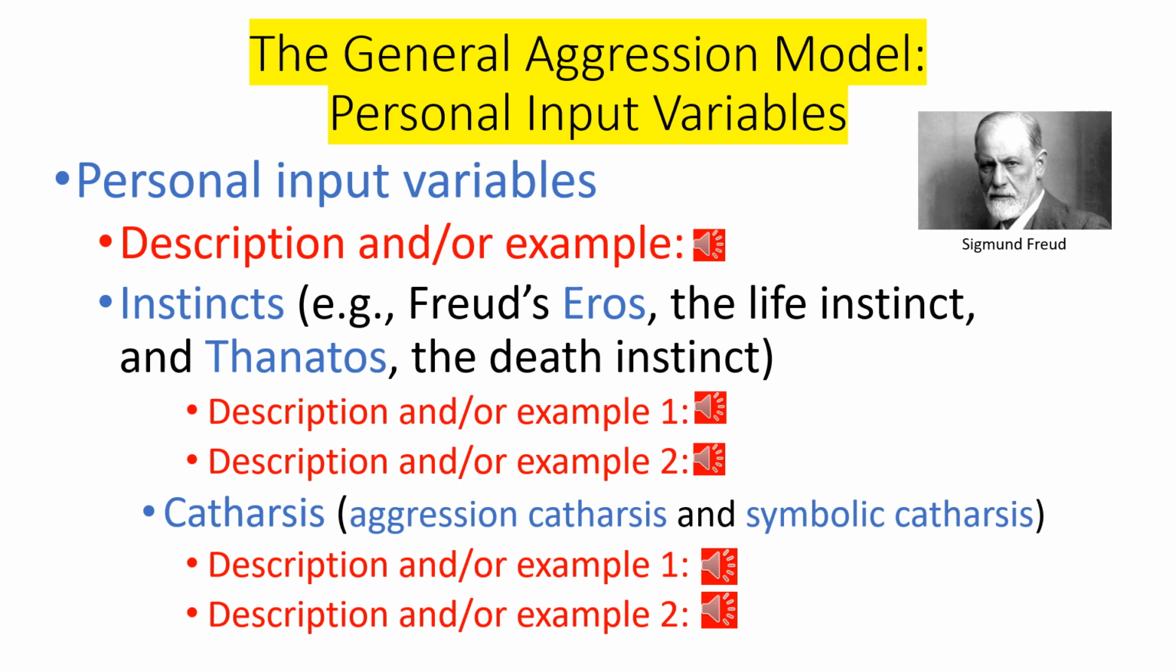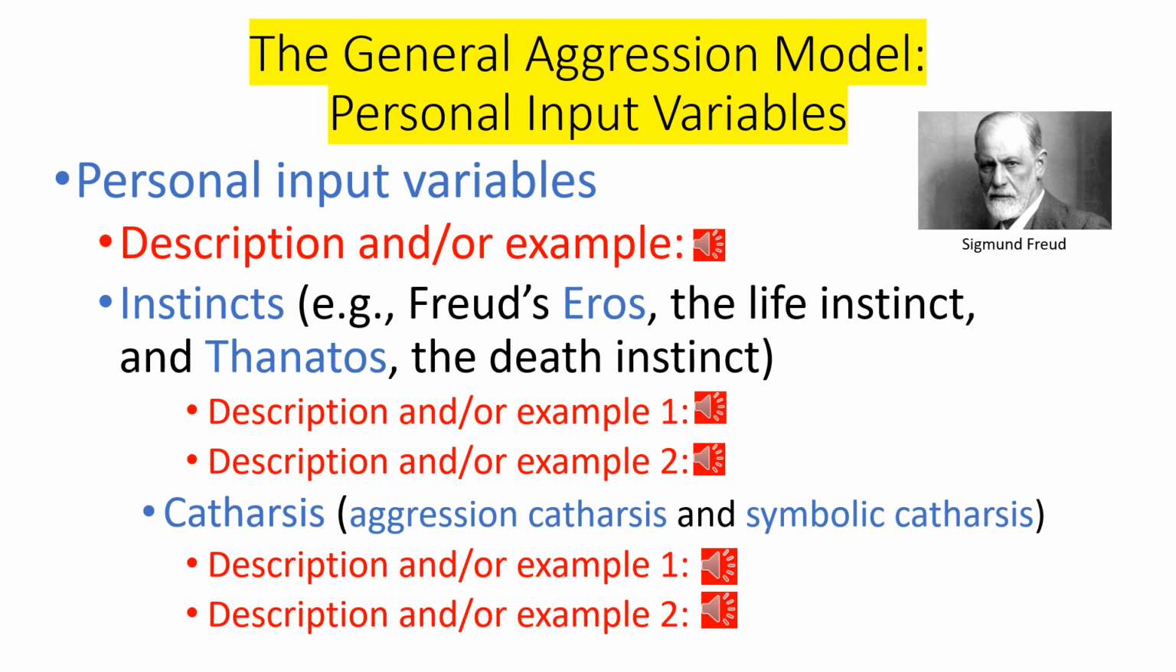Similar to aspects of the situation, researchers have also identified several personal input variables, that is, traits or characteristics of people, that can increase the likelihood of aggressive actions. Now, these include the characteristics and traits found in the diagram, but remember, once again, this is not an exhaustive list. There are other traits and characteristics of people that impact aggression, but we don't have time to talk about all of them.